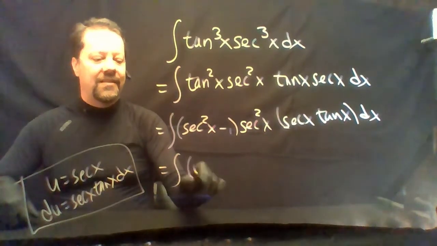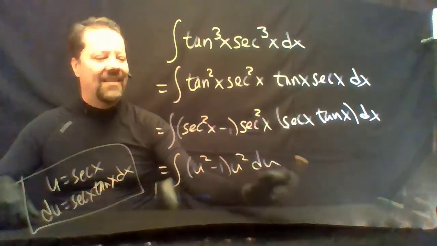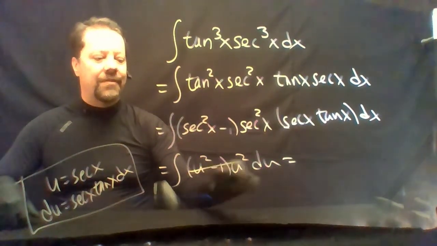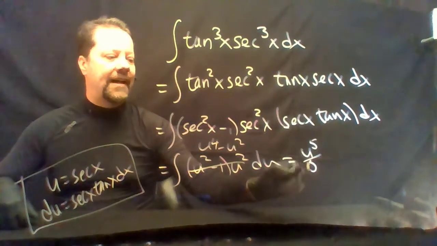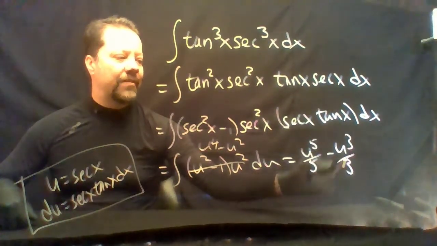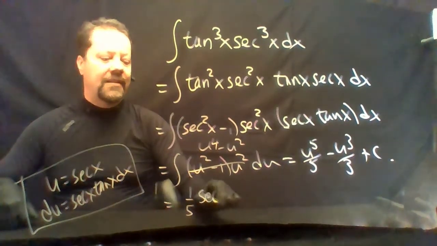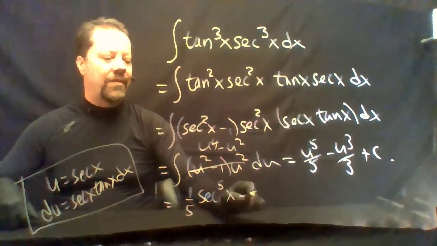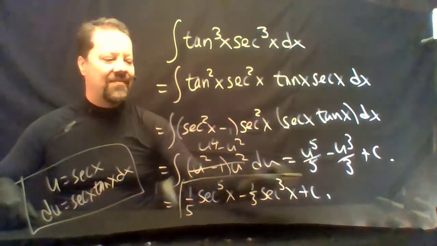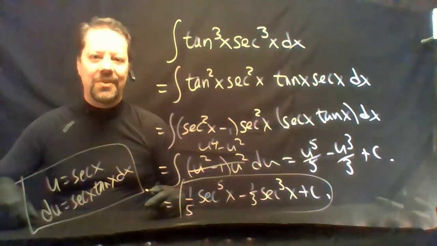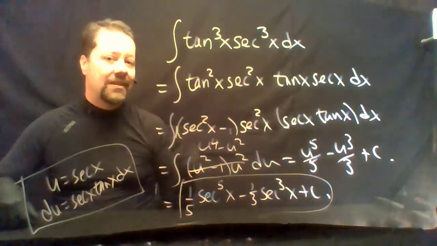We'll have then the integral of u squared minus 1 times u squared du. And the rest is easy. We'll have u to the fourth minus u squared, so we get u to the fifth over 5 minus u cubed over 3 plus a constant of integration. That's 1/5 secant to the fifth x minus 1/3 secant cubed x plus c. It still reduces to a substitution, but it's the other way around. You convert everything else to secants.